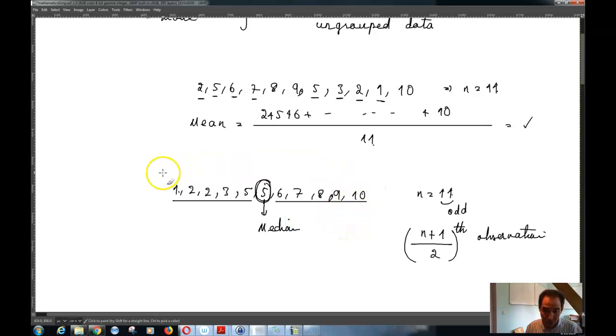Now, if you want a practical example for the median of the data, I don't know a good example right now.